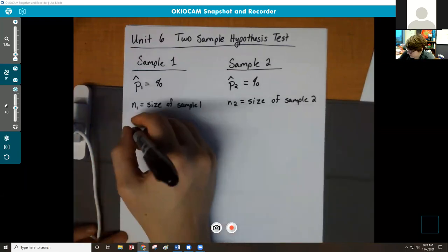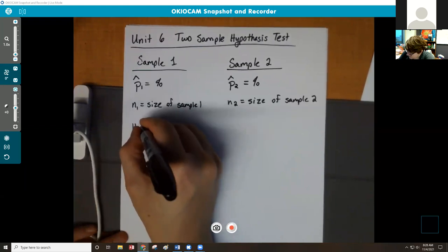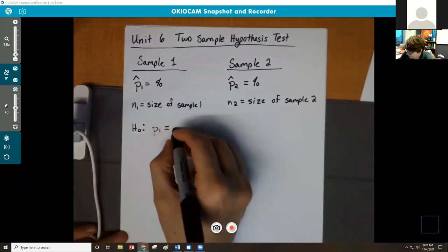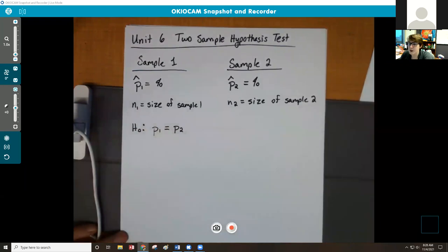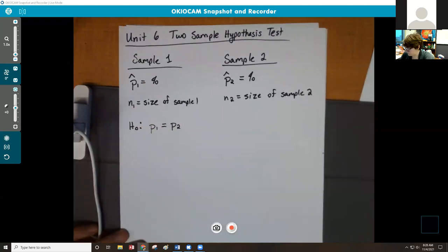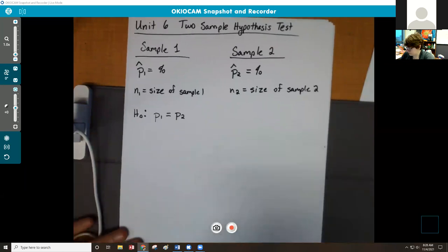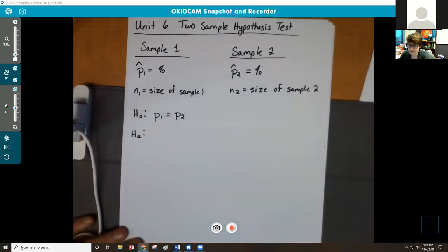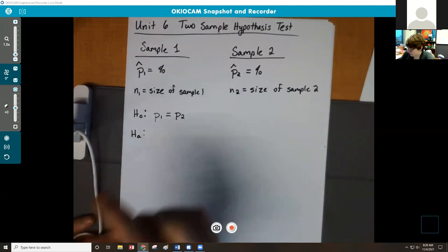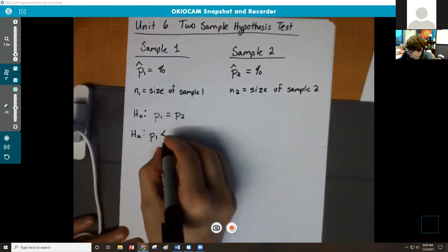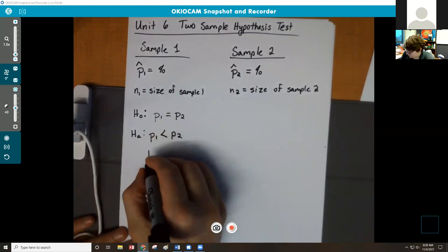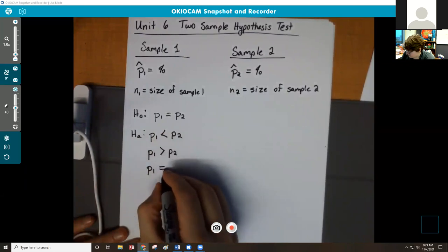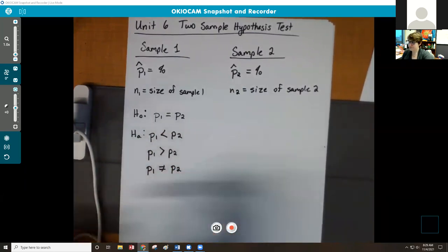So when you're comparing two samples, you're still going to have your null hypothesis. And your null hypothesis is that you're always going to assume that these populations are equal. Your alternative hypothesis is going to be the same as our alternative hypotheses before. So you could say that P1 is less than P2. You could say that P1 is greater than P2. Or you can say that P1 just doesn't equal P2.